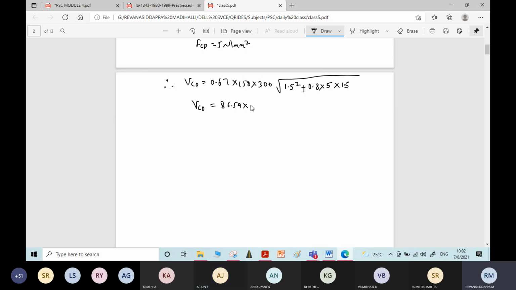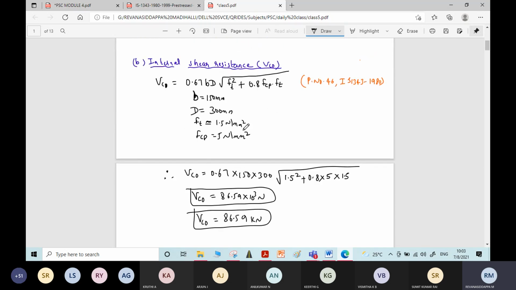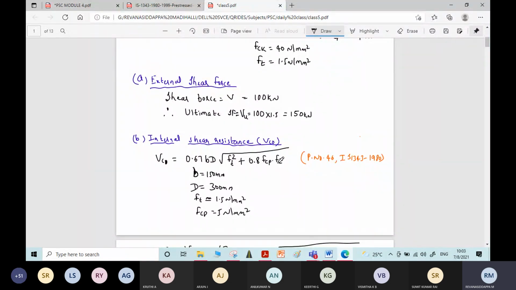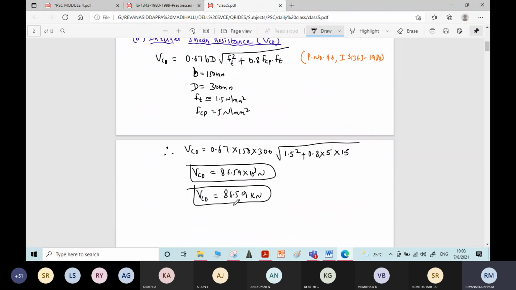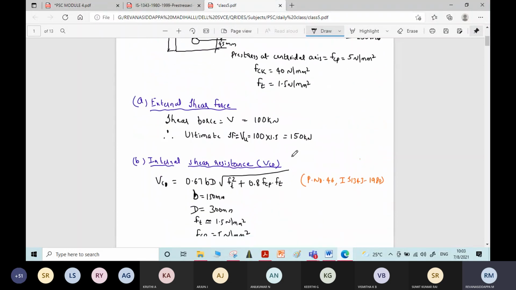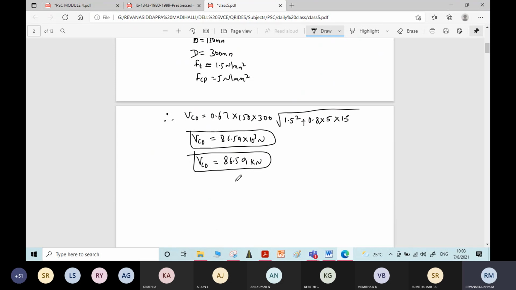86.59 into 10 power 3 Newton, or VC naught is equal to 86.59 kilonewton. Okay, now this is the internal shear resistance. The beam is capable to carry a shear force of 86.59, but the actual ultimate shear force acting on the beam is 150 kilonewton. When you compare both, the shear resistance is less than the shear force acting on the beam. Then the beam requires the shear design.